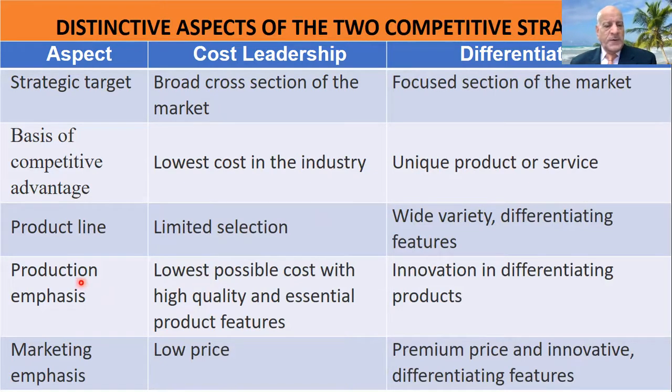From the point of view of production emphasis, in cost leadership, it is lowest possible cost with high quality and essential product features. In the differentiation strategy, we find innovation in differentiating products. As for the marketing emphasis in each one of the two strategies, we find that in cost leadership strategy, it is low price, but in the differentiation strategy, it is premium price and innovative differentiating features.